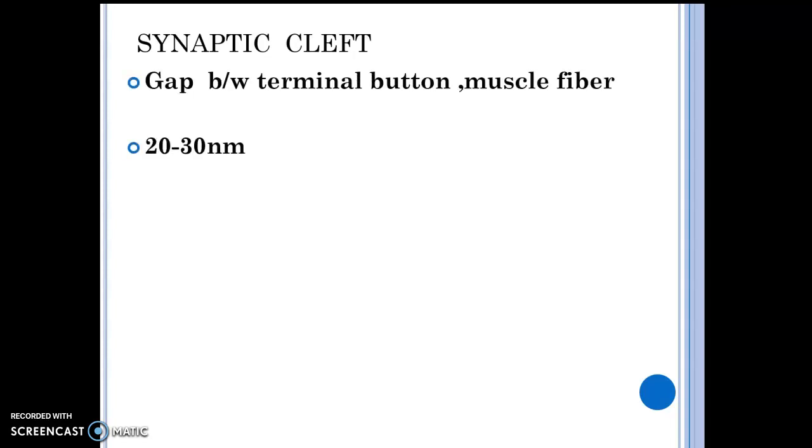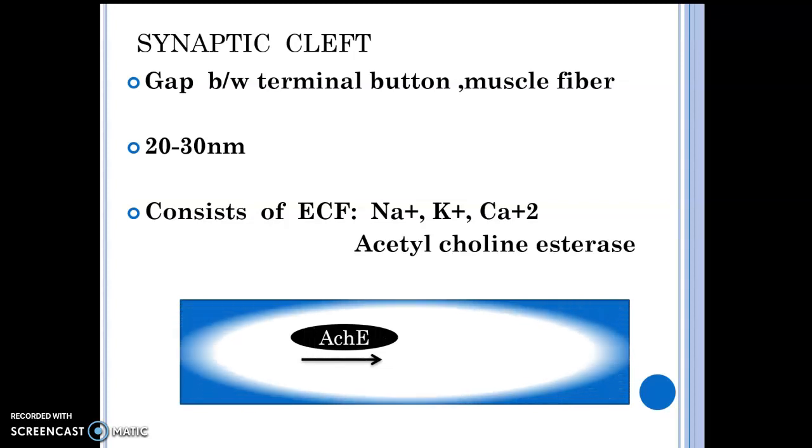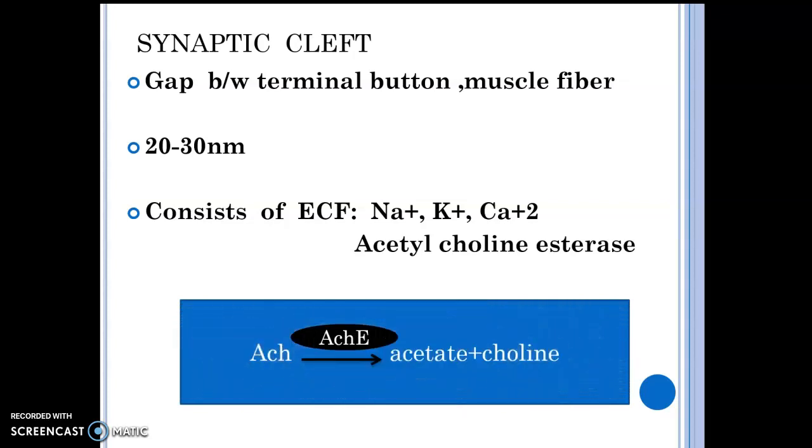The synaptic cleft is a space between the nerve and the muscle membrane, around 20 to 30 nanometer width, and it is filled with extracellular fluid. The composition is the same as that of ECF: sodium, potassium, calcium, acetylcholinesterase enzyme, etc. will be present in the synaptic cleft. The acetylcholinesterase enzyme present in the synaptic cleft will break down acetylcholine into acetate and choline.